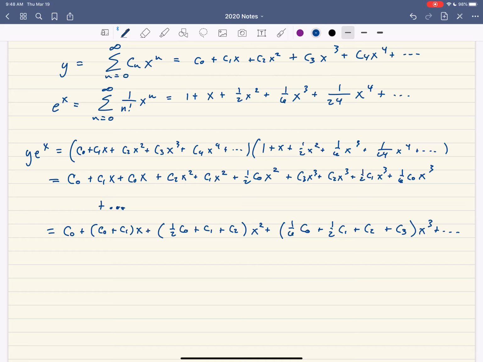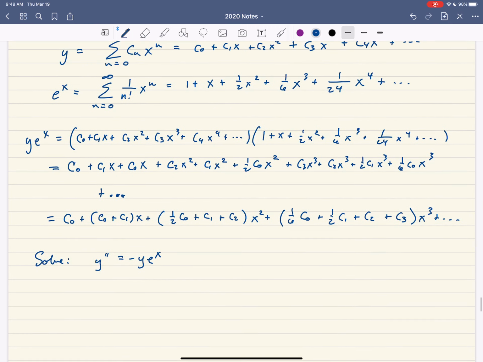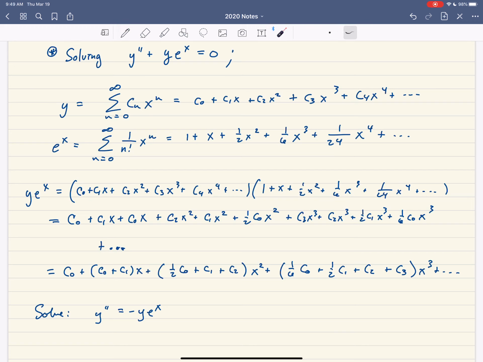Remember that our differential equation that we were trying to solve was y double prime plus y e to the x equals 0. So let's just move y times e to the x to the other side. Let's try and solve that. We have a power series for the right side. That's actually the hard part of this problem, getting that power series. And y is going to be the same. So we already have a formula for y. We know that y is the sum of c sub n x to the n.